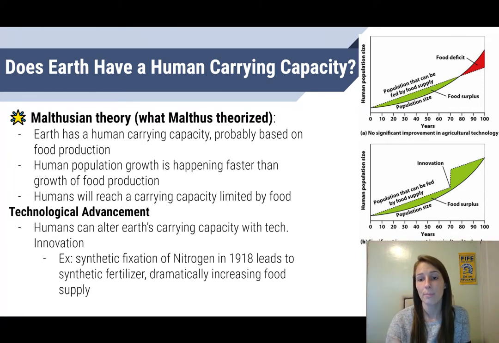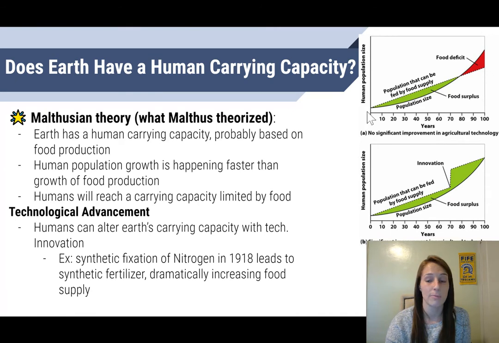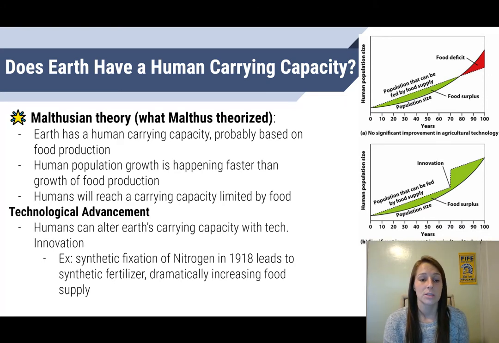So if you look at the top graph on the right-hand side here, we're showing the population growing. We're seeing the amount of population that can be fed by food supply, and eventually we'll hit this point where we cannot make enough food to feed the population. However, what Thomas Malthus did not take into account was this idea of technological advancements and how those can impact our potential carrying capacity. Humans are very different from other species in that we can alter our carrying capacity with technological innovation.